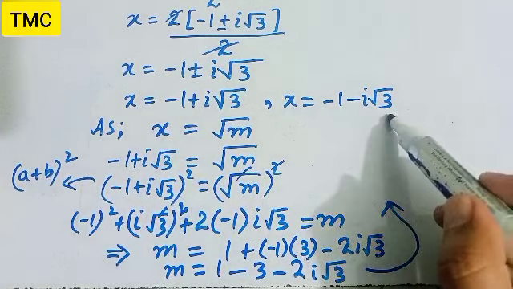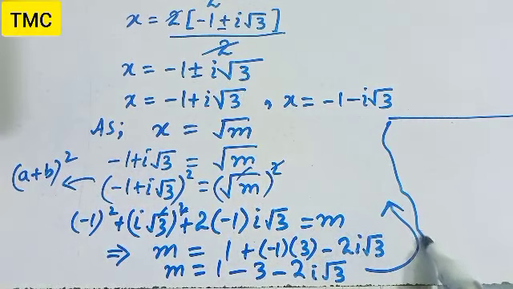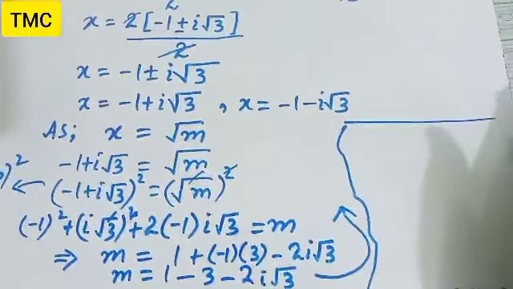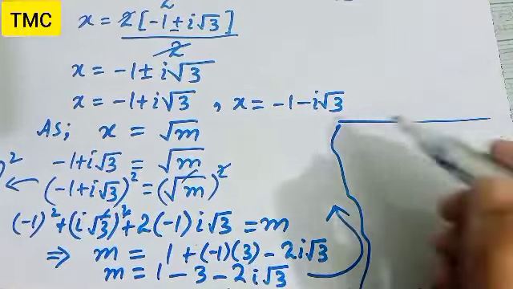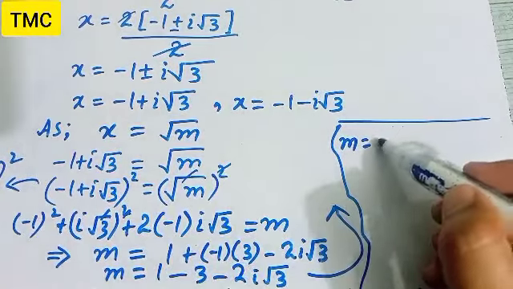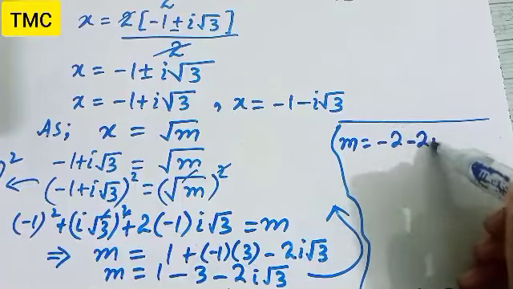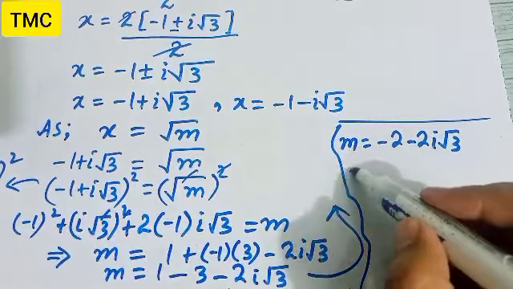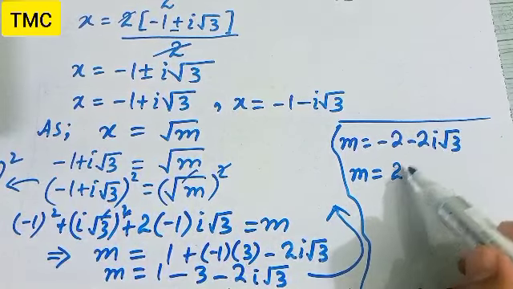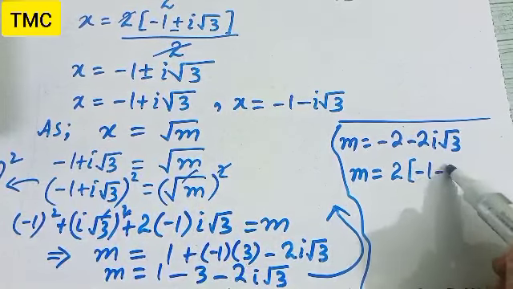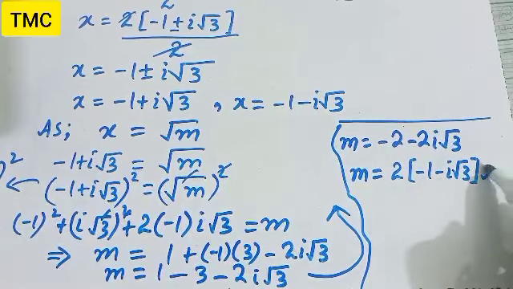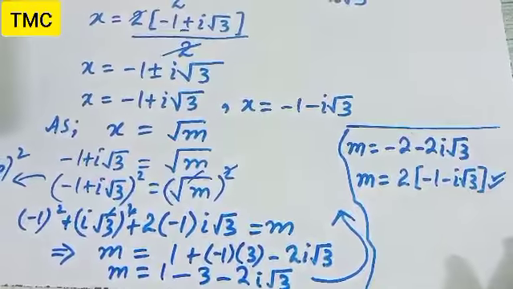Now we can write it as m equals 1 - 3, which will be written as m equals -2 - 2 iota under root 3. Now taking 2 as common, what remains inside is -1 minus iota under root 3. So this is the first complex root for the value of m.